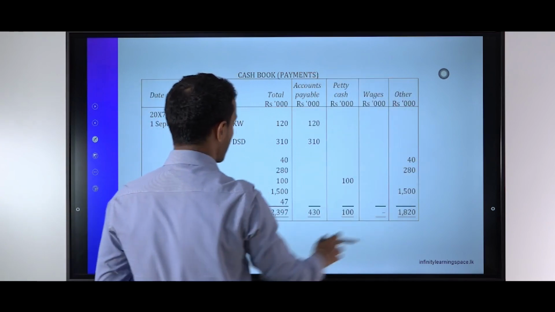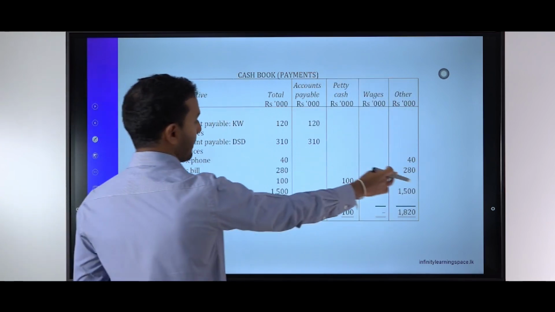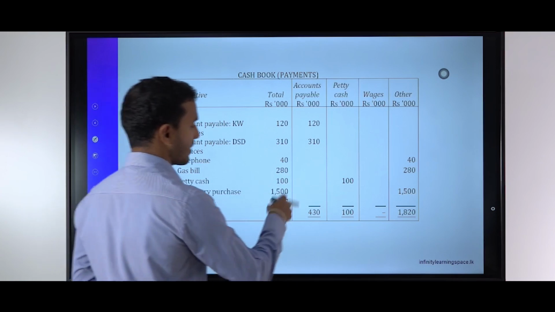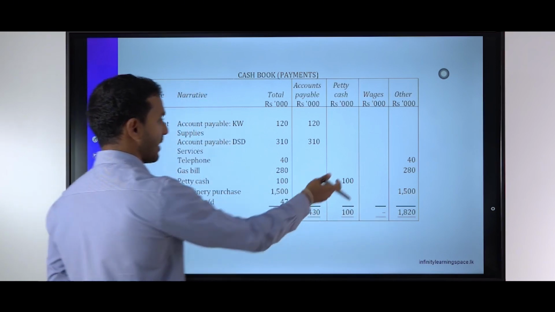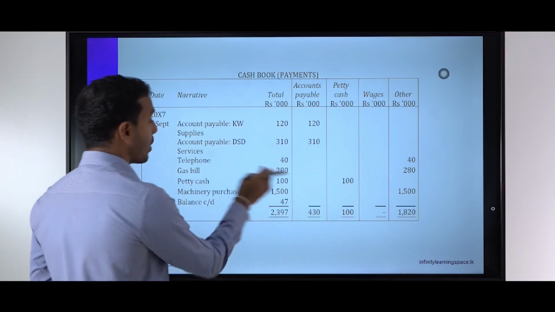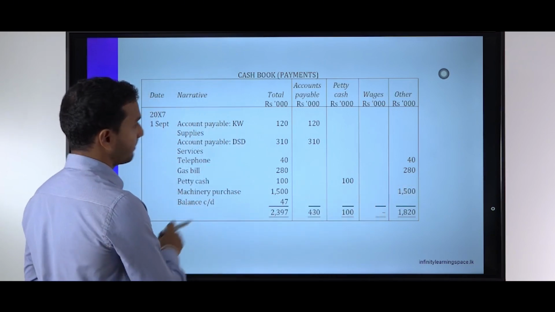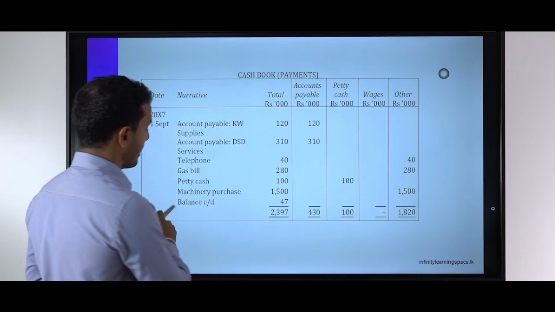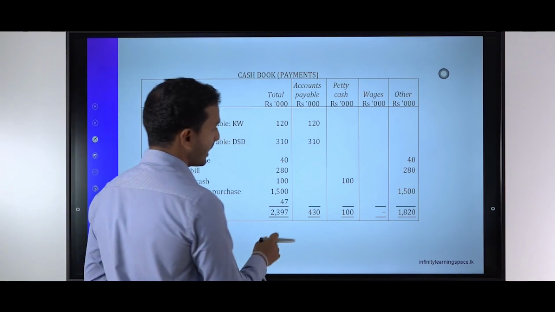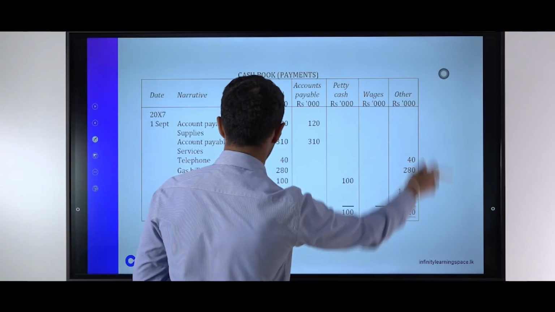Again, this is the analysis. Then for gas we have paid 280. For petty cash, to pay for small expenses, we have given 100. We have bought a machine for 1,500. So again, now here you can add these columns, right?